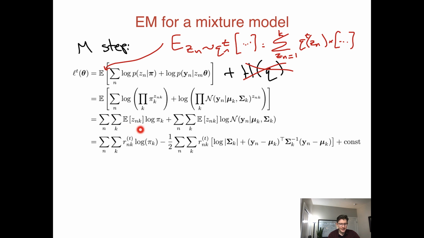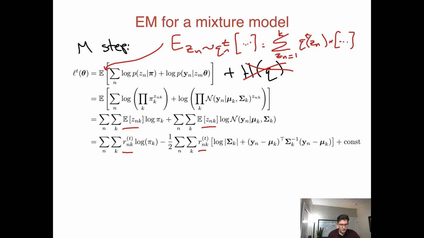We did it like this. Expectation of z_nk is kind of a tricky way of writing q of z_nk. I don't know why the textbook likes to use that notation, but that's what they're doing, which, by the way, is the same thing as r_nk. So notice that all of those things are the same. And then here we've just written out our terms.